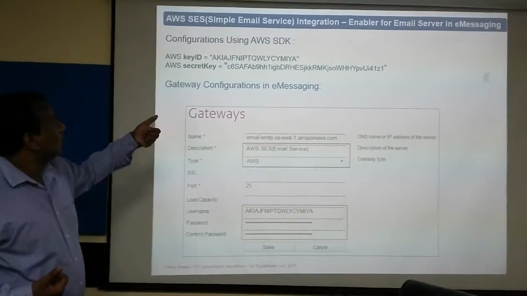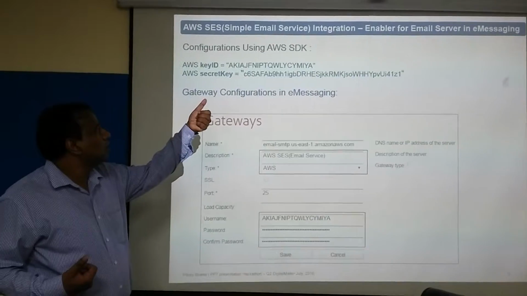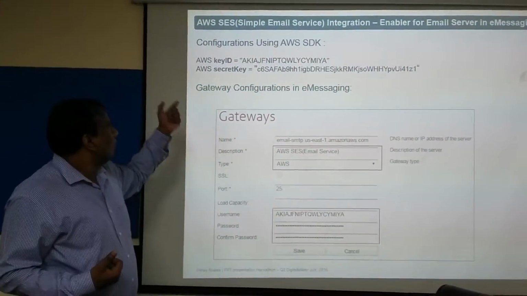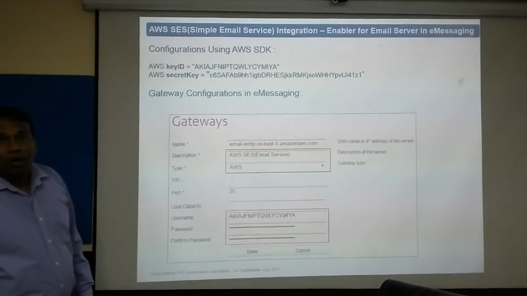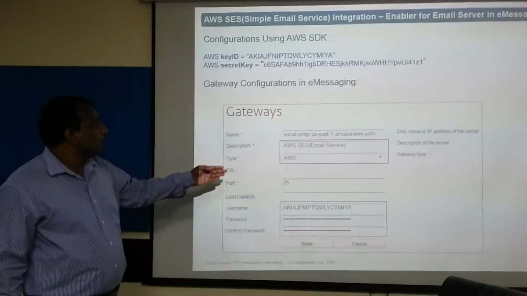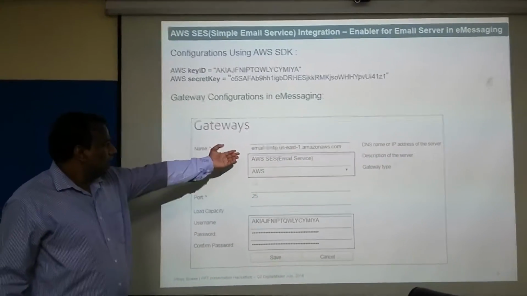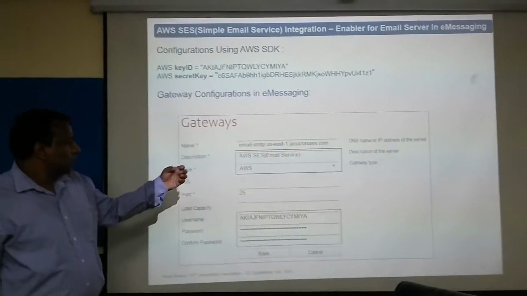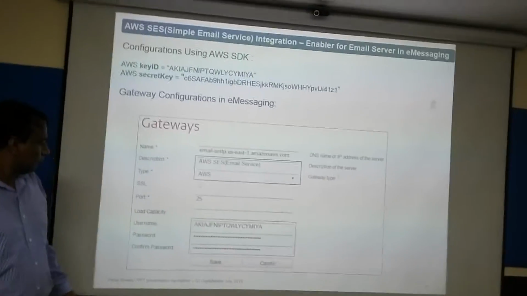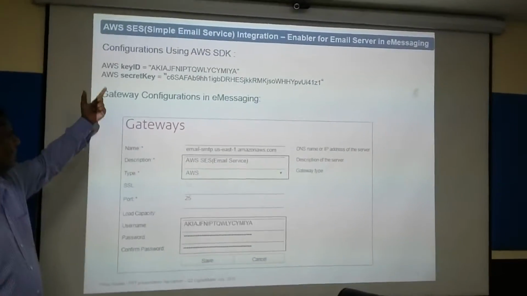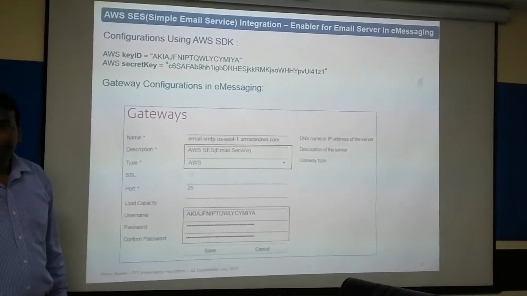We need this AWS key ID. I have achieved this through the AWS SDK. We need the key ID and the secret key for that. And for the configuration in eMessaging, we can create the gateway with the SMTP host and AWS as the protocol. Then the username is the key ID and the secret key is the password.